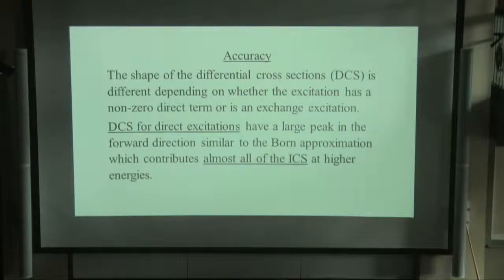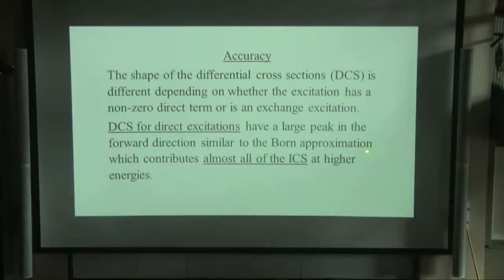Okay, well, the idea is to try and assess the accuracy. And if we go back and think about the shape of this, then it's different, of course, between whether it has a non-zero direct term or it's an exchange excitation. And as I pointed out, this differential cross-section for direct excitations has a large peak in the forward direction. So it's like the Born approximation that way. And it contributes almost all of the integrated cross-section.